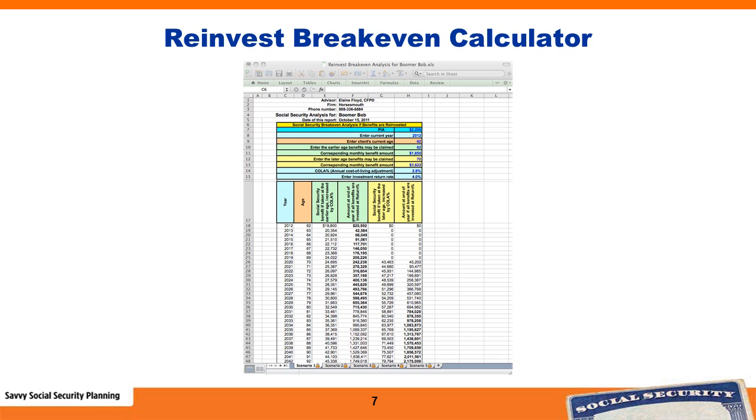So you can ask your client, do you think you will live past age 81? If so, and if you plan to invest all of your Social Security benefits at a 4% annual rate of return, it would make sense for you to delay your benefit to age 70. If not, take benefits early and invest them.